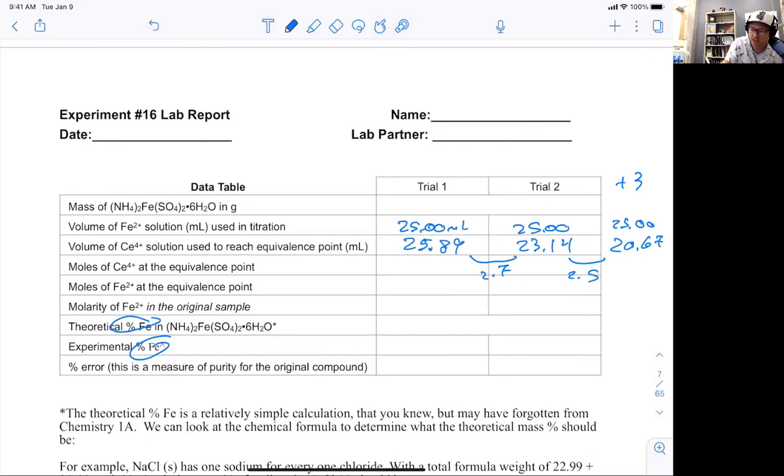So what does good data look like? Really good data means that all 3, or at least the last 2, are very close to each other. So if your first one's off, again, don't even sweat it. You don't know where the equivalence point is. You might have missed it. That's fine. But then if your next 2 are really close to each other, they agree to 3 sig figs, you can be pretty confident that you're finding the experimental mass percent of that solution.